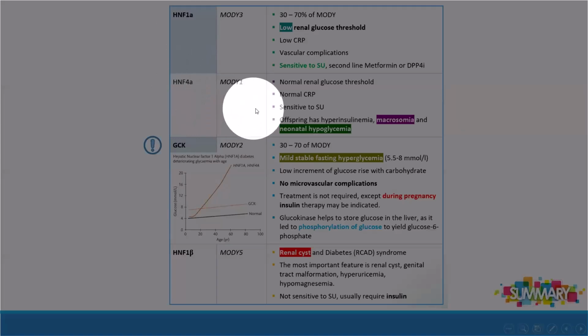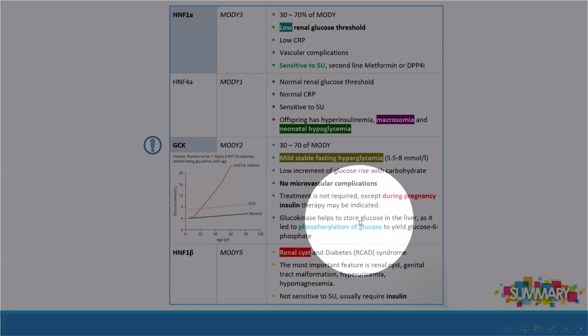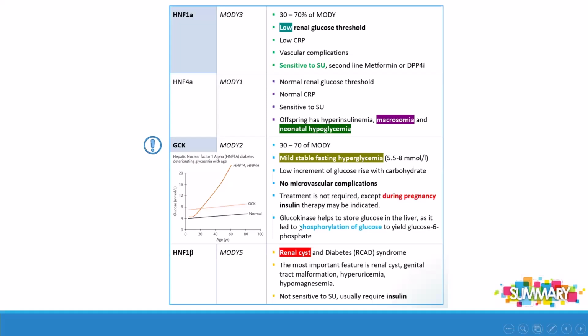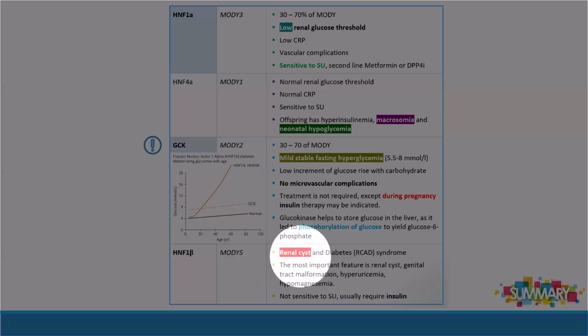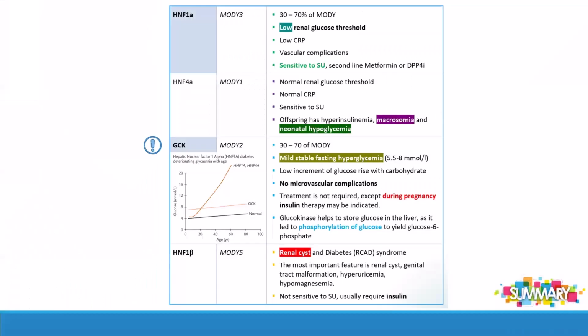If they have a case scenario with neonatal hypoglycemia and a macrosomic baby, it is HNF4 alpha. If there is a mild stable fasting hyperglycemia without microvascular complication during pregnancy, it is glucokinase. And in the previous exam, they asked about the glucokinase role in glucose metabolism, which is phosphorylation of glucose. And if you have a renal cyst, it is usually HNF1B.